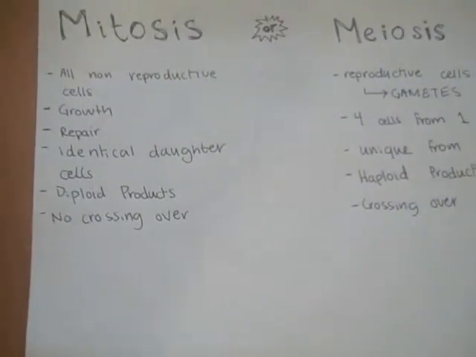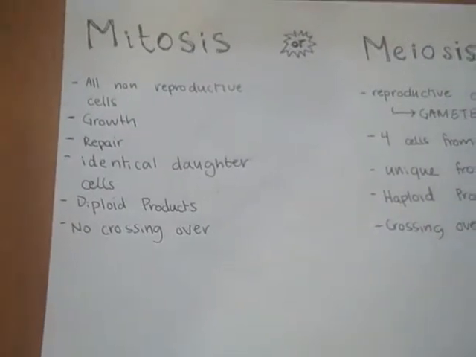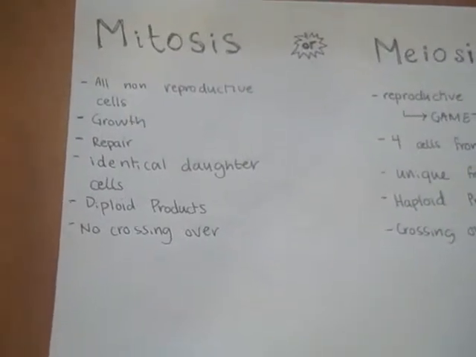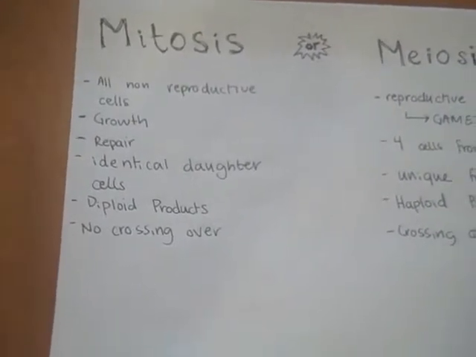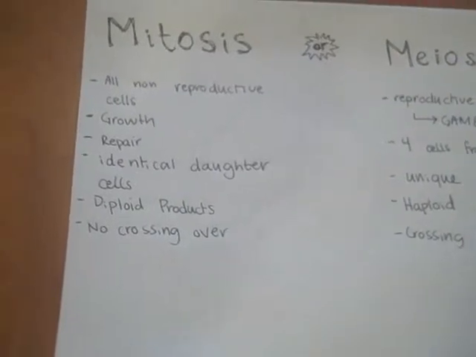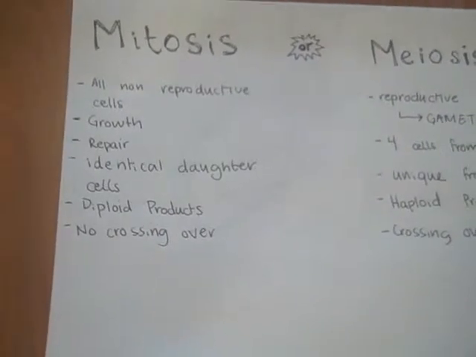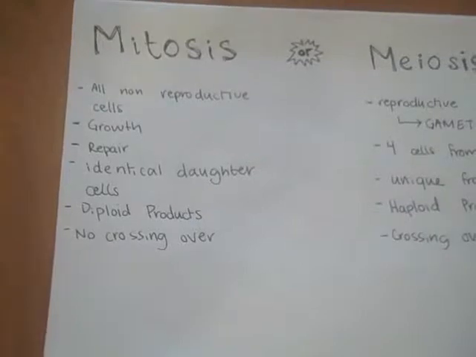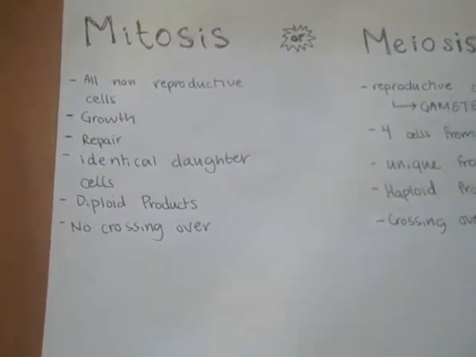Mitosis and meiosis are two processes of cell division. Mitosis happens in all non-reproductive cells. It happens when cells want to grow or repair. Identical daughter cells are produced. The produced cells are diploid, and there's no crossing over in mitosis.